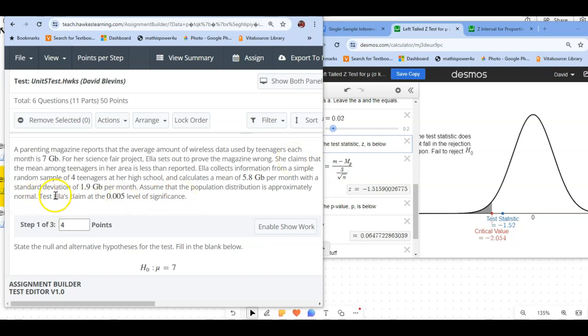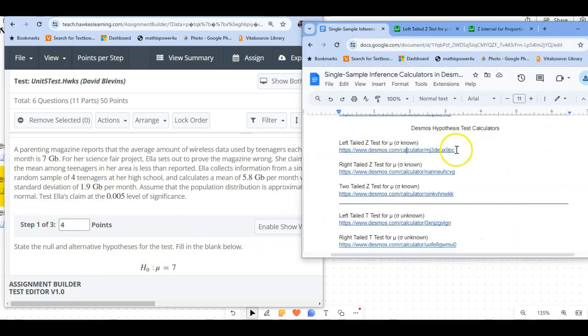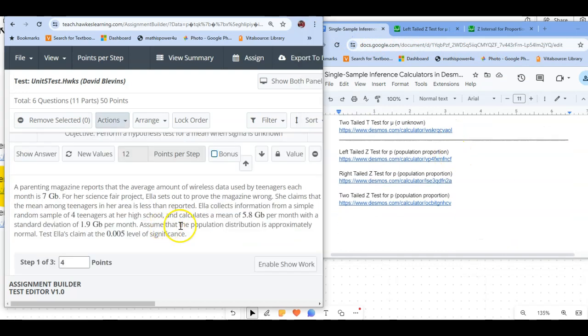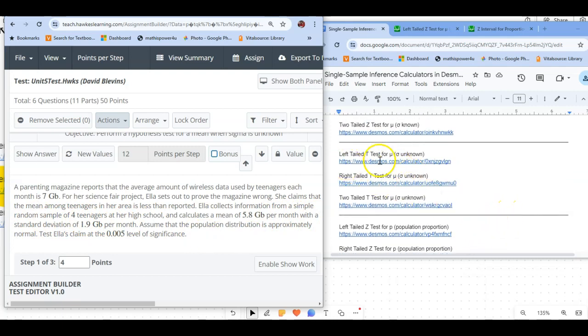Again, we also see test the claim. This says hypothesis test. So again, we're doing the hypothesis test calculators. That's going to be these down here. This says assume the population distribution is approximately normal. That's not the standard deviation. Above it, it talks about the standard deviation right there, but that's from this sample of 4 teenagers. Notice that's in the exact same sentence. So this standard deviation is not a population standard deviation. So this is a t-test.